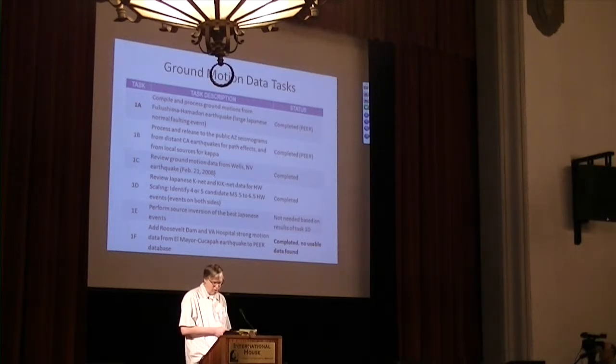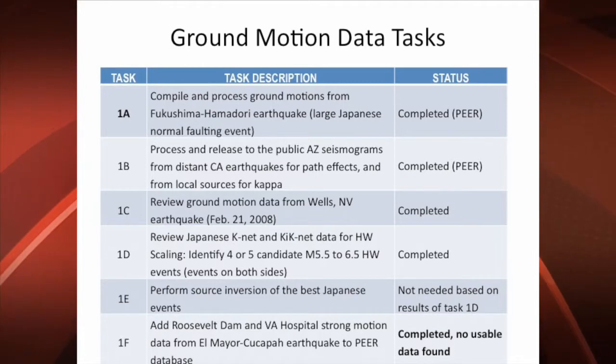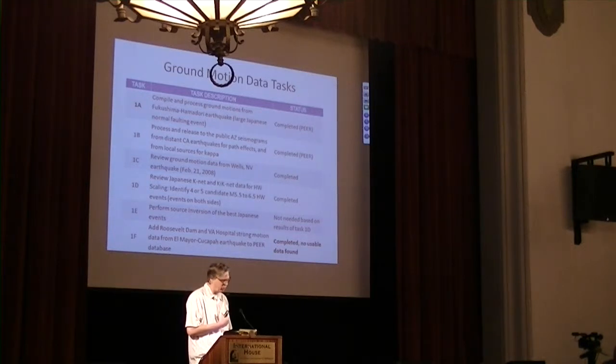That's been done. The other part is we had looked at trying to do source inversions for Japanese earthquakes that would help us with hanging wall scaling. We found in Task 1D, which we'll show you later today, there really is no good data, even with all the Japanese data, close to magnitude 5.5 to 6.5 earthquakes, particularly smaller earthquakes, for hanging wall effects. So we tried to find candidates, and there weren't any. Finally, data in Arizona from Kukapa at the VA hospital: nothing usable was recorded.